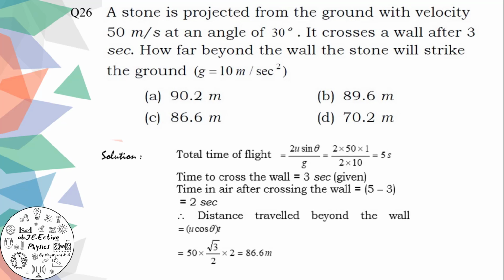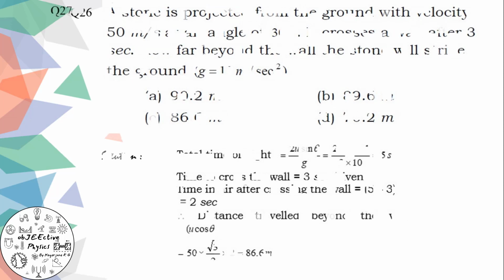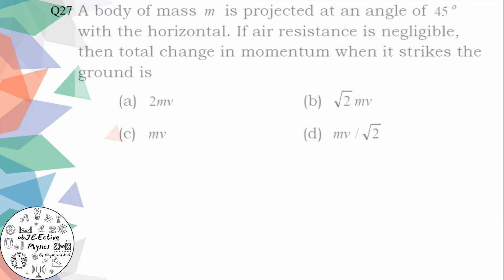Solution. Total time of flight in oblique projection is equal to 2u sin theta by g, that is equal to 5 seconds. Time to cross the wall is equal to 3 seconds. So, time in air after crossing the wall is 5 minus 3, equal to 2 seconds. Therefore, distance travelled along the horizontal direction beyond the wall is equal to u cos theta into t, that is equal to 86.6 meters.